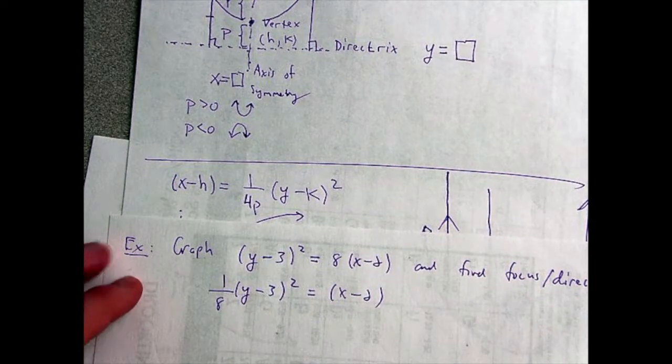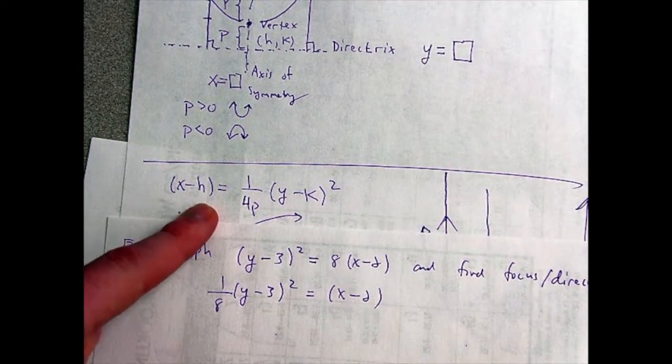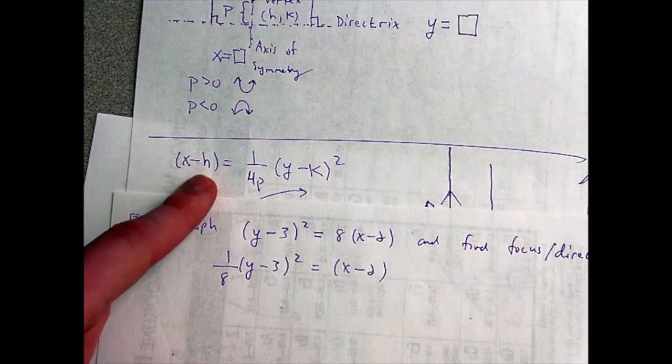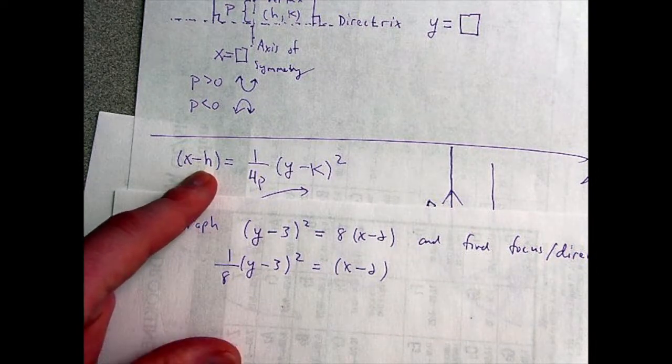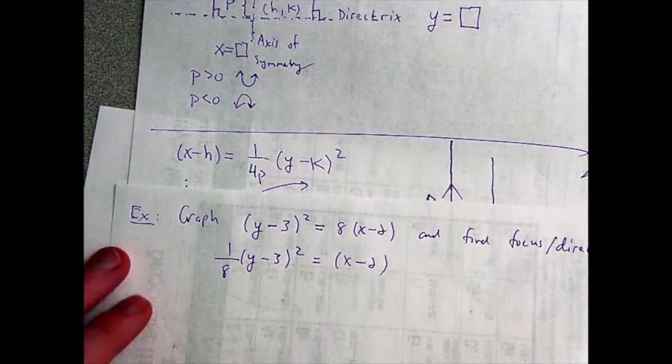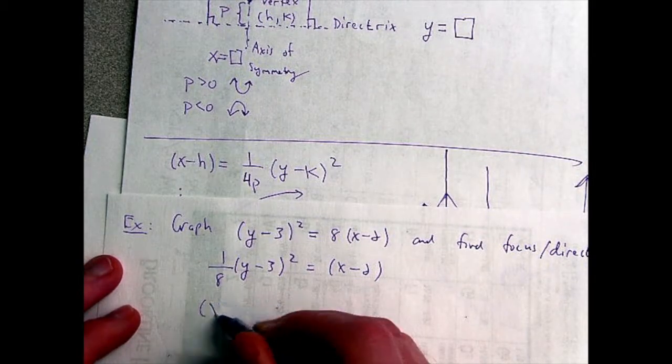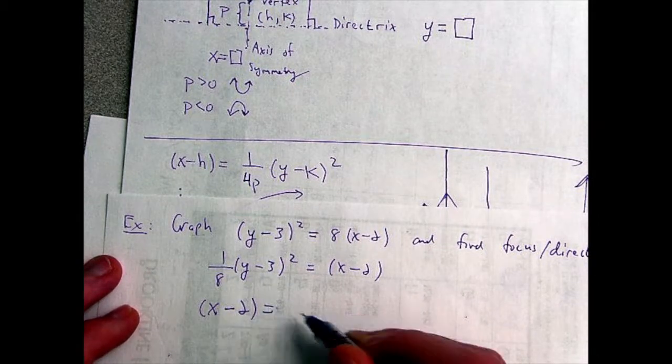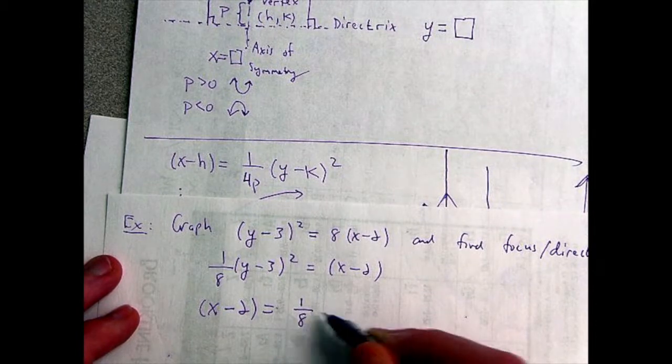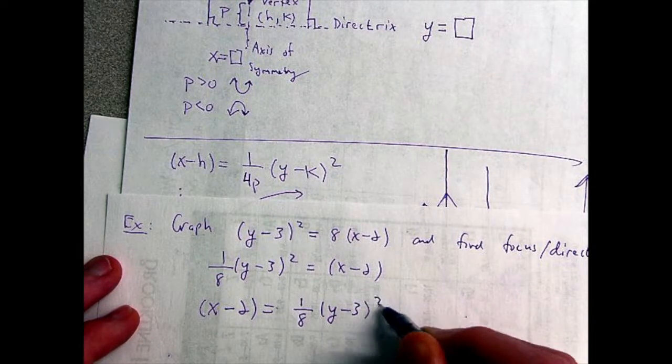Now this looks a lot more like our equation. I suppose technically in this version, the linear term is on the left-hand side, and the right-hand side, if you really like, you can just switch the two sides. x minus 2 is equal to 1/8 times y minus 3 quantity squared.